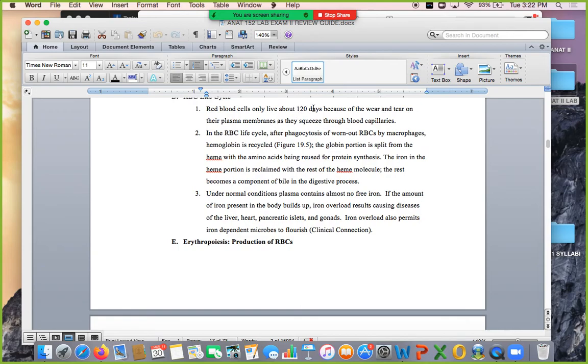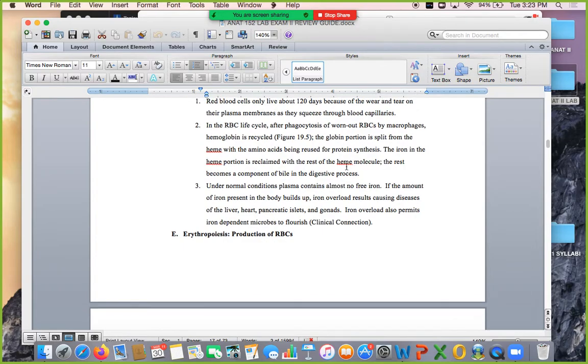Red blood cells live about 120 days, then they eventually die off. They're going to get worn out and be phagocytosed by macrophages, and certain things are going to get recycled, like the hemoglobin, etc. And eventually they're going to get destroyed by the spleen.